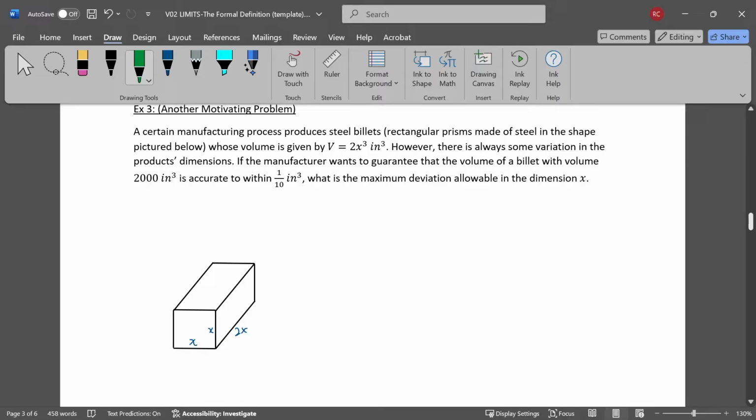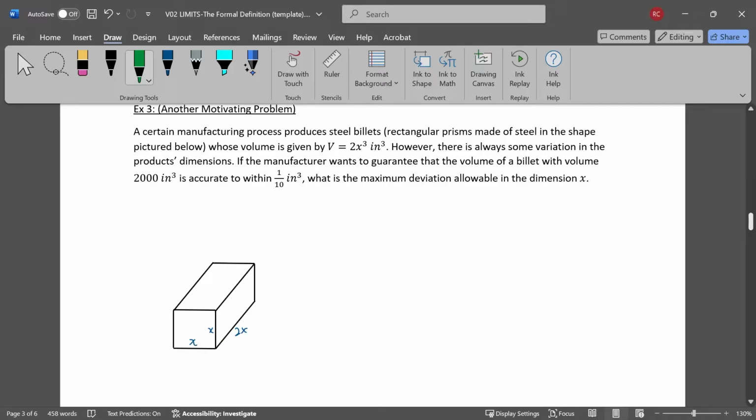So a certain manufacturing process produces steel billets, the rectangular prisms made of steel in the shape pictured below. So it's just like a rectangular prism. That's all it is. Whose volume is given by V equals 2x cubed. And so what that means is one of your dimensions of this billet is twice as long as the others.